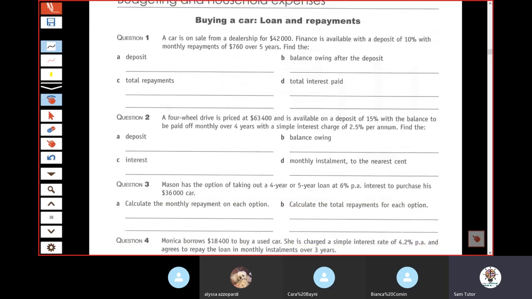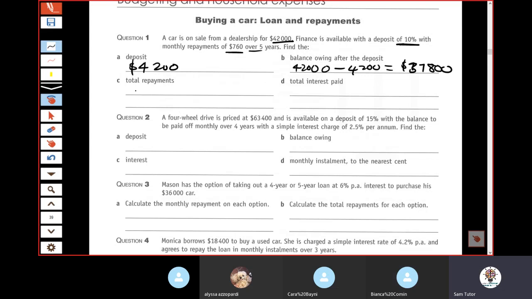Let's try this one. A car is on sale from a dealership for $42,000. Finance is available with a deposit of 10%, and then monthly repayments of $760 over 5 years. So find the deposit. That means you have to put, obviously, $4,200 in. Your balance owing after the deposit will be 42,000 minus 4,200, which becomes 37,800.